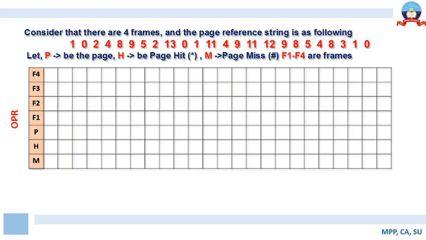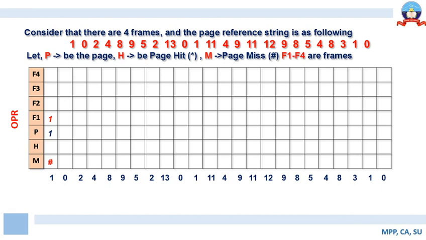For simplicity and for forecasting, I have placed the page reference string below the 2-dimensional representation. So along the 2-dimensional representation, we have the 4 frames, we have the page, we have page hit and page miss, and below the 2-dimensional representation I have the page reference string placed in order to facilitate forecasting. Now let us start with the replacement.